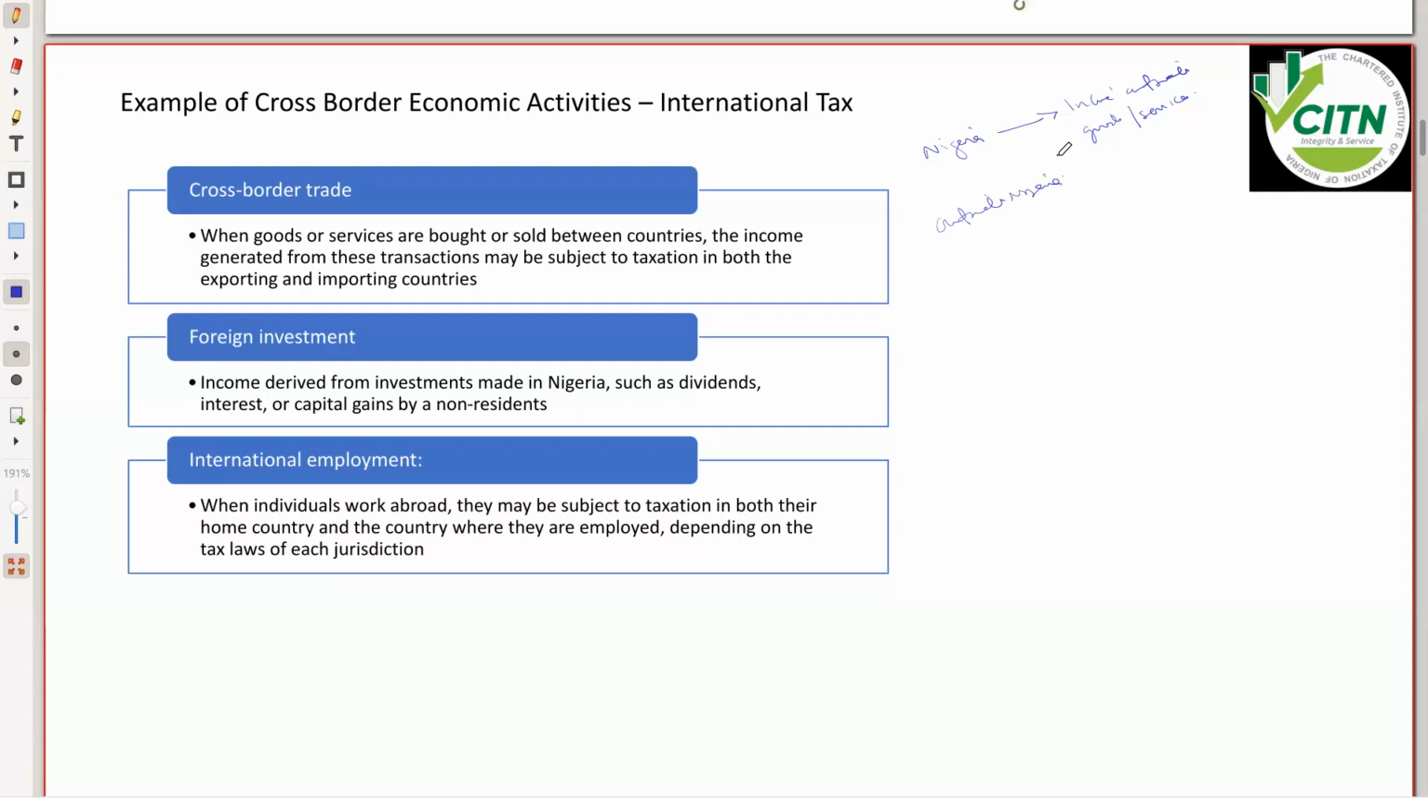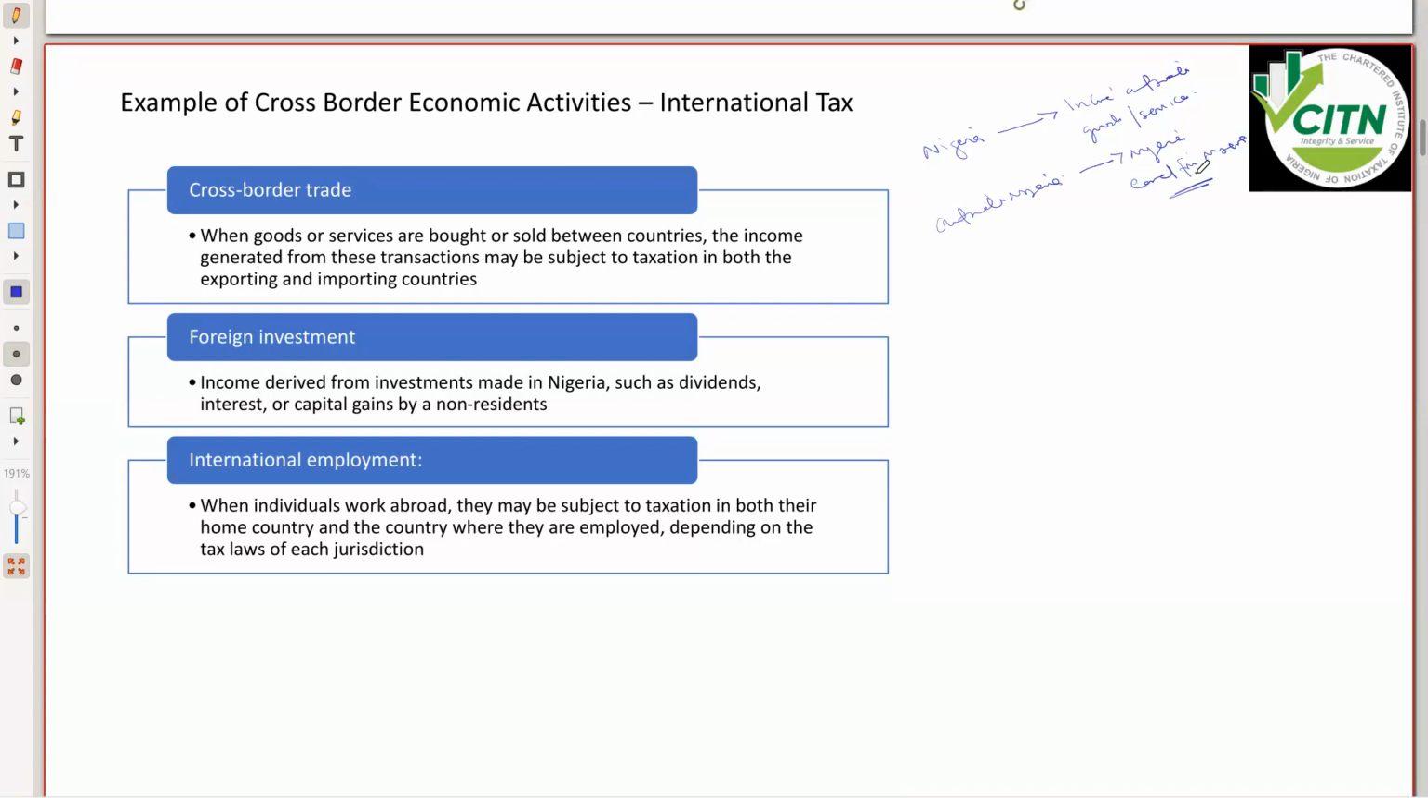In other words, a business is not registered in Nigeria, you don't even have an office in Nigeria. But because it's a global village, you sell your goods and services to Nigeria. So you earn income from Nigeria. Those goods and services that are bought or sold between two countries will be subject to taxation.